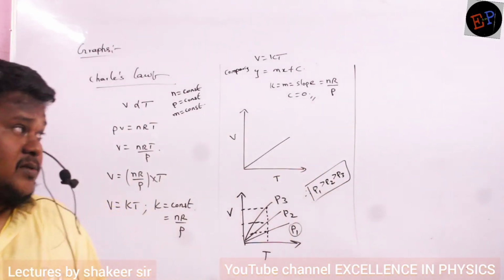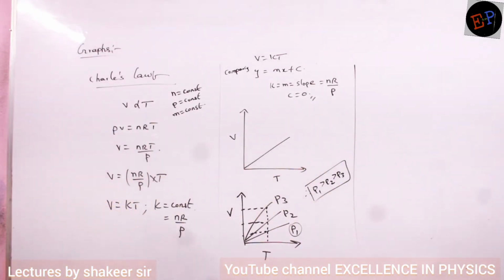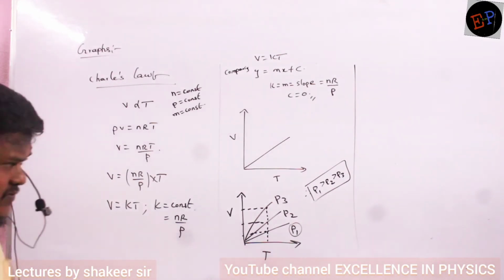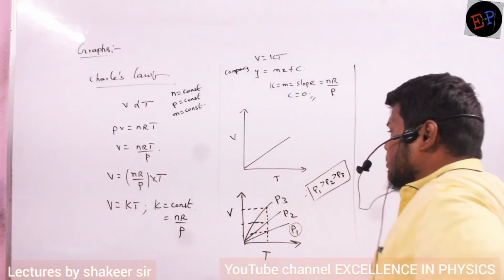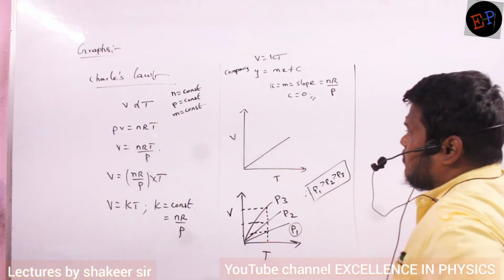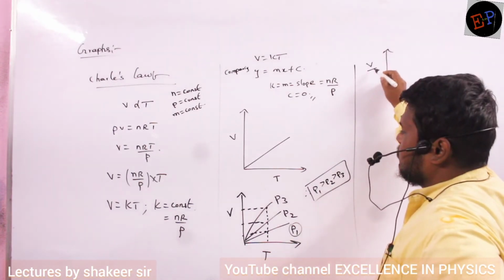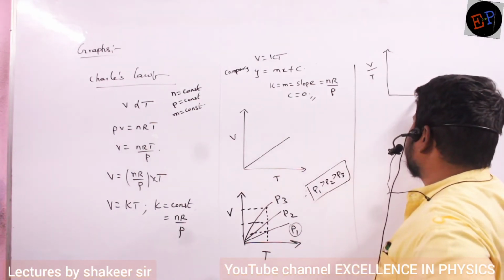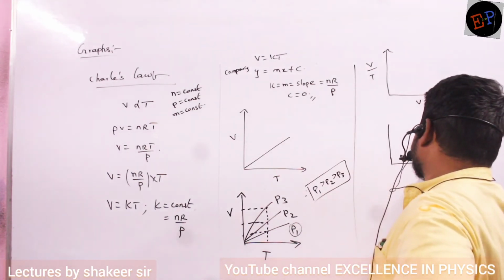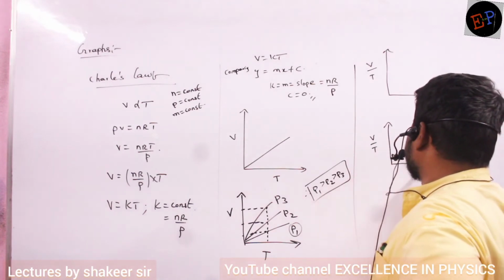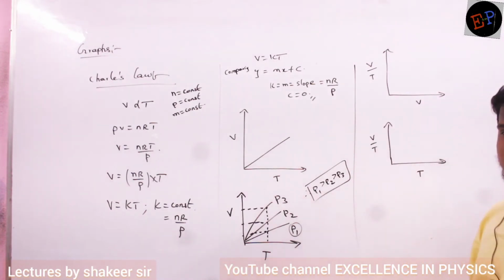So these are the laws related to Charles law. Similarly, some more graphs. How can I draw? Let us take the V by T graph. So V by T versus V, and another graph is V by T versus T. Can you see? Straight line.